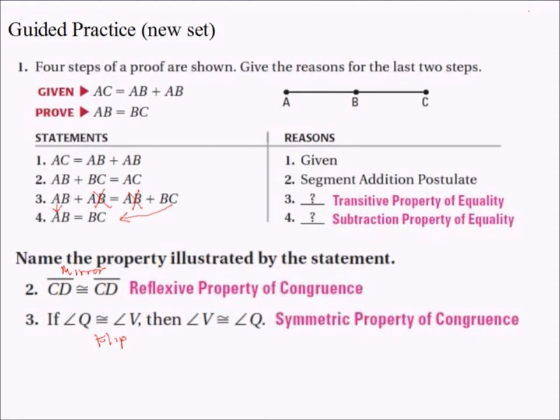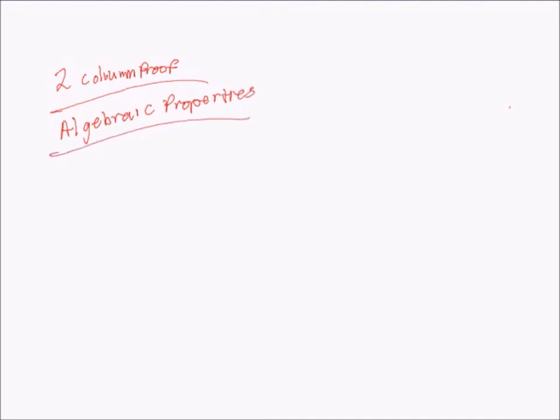Okay, so let's think about some things that we did. 2-column proof. That's really the most important thing here. You have statements, reasons, statements, reasons, statements, reasons, statement, reasons. I would get more comfortable with my algebraic properties. I'm not really putting too much emphasis on them because, like I said, you use them day in and day out in Algebra 1.